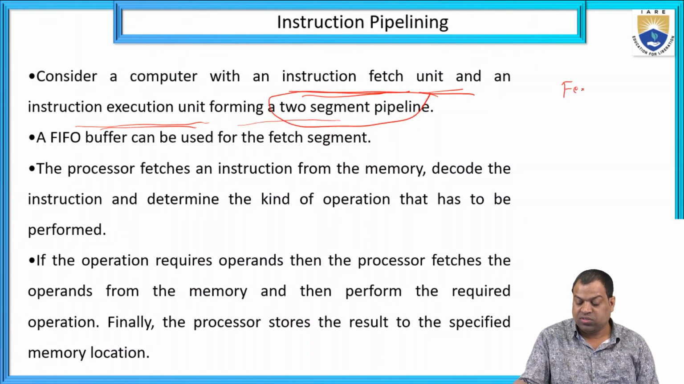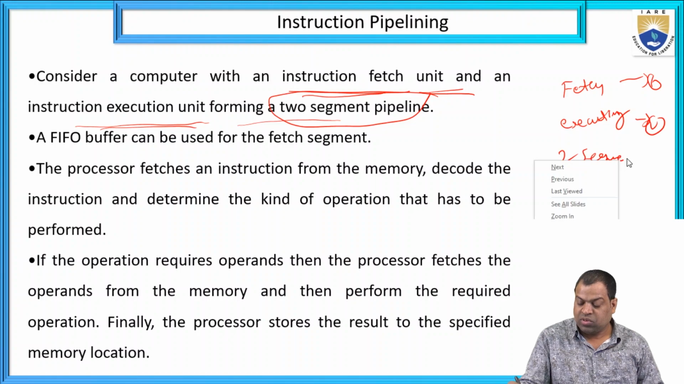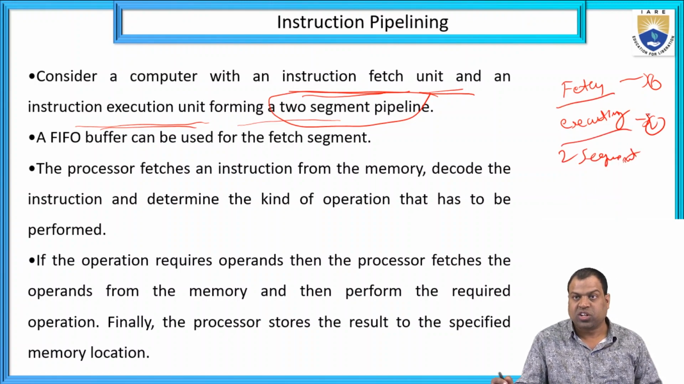So fetching and executing. We are taking a two-segment pipeline. It is one segment, and another. Why am I going for the two-segment pipeline? Because fetching is one process and executing is another process. So it is a two-segment pipelining.